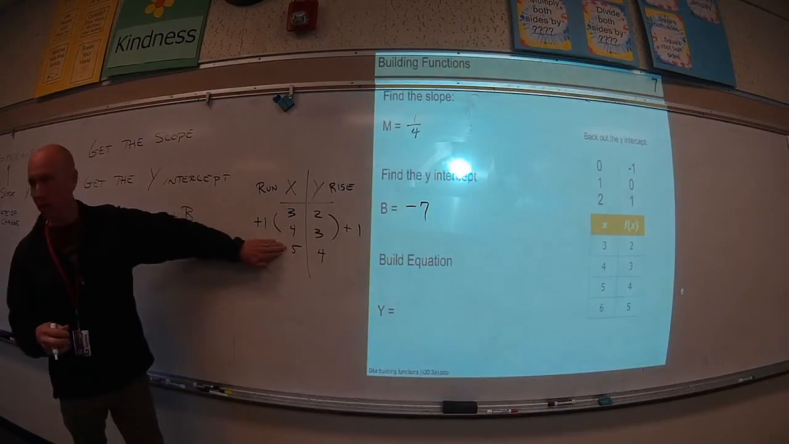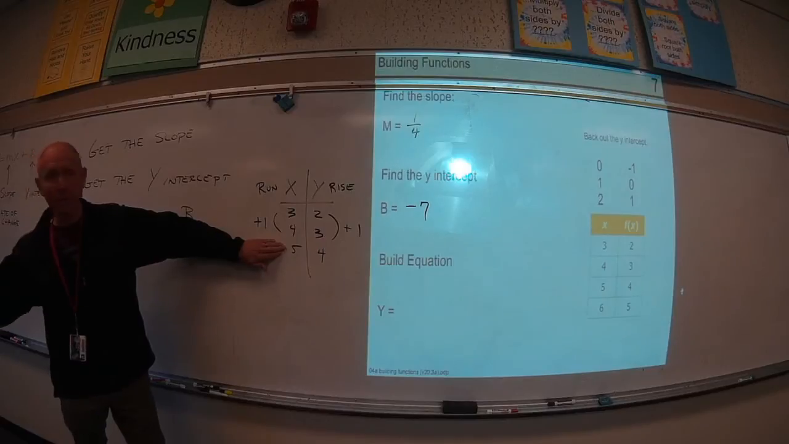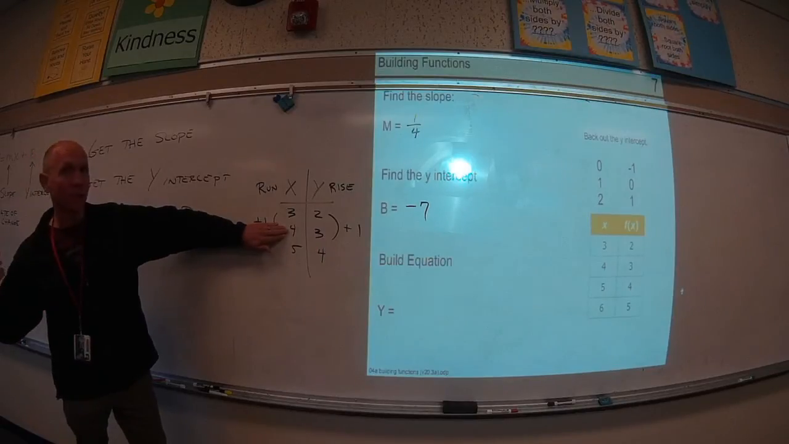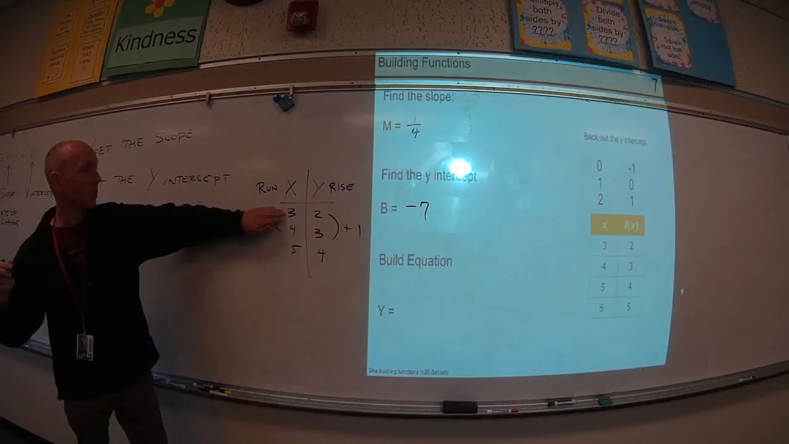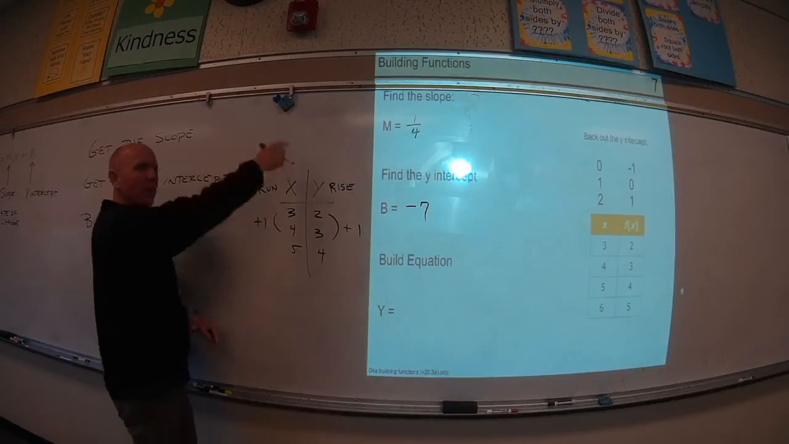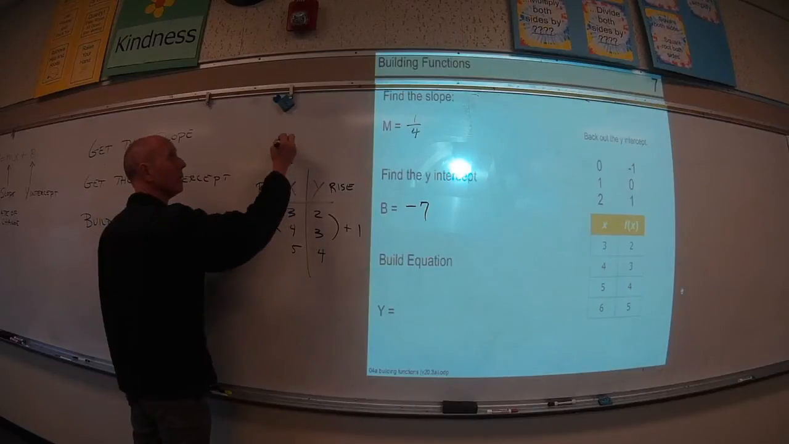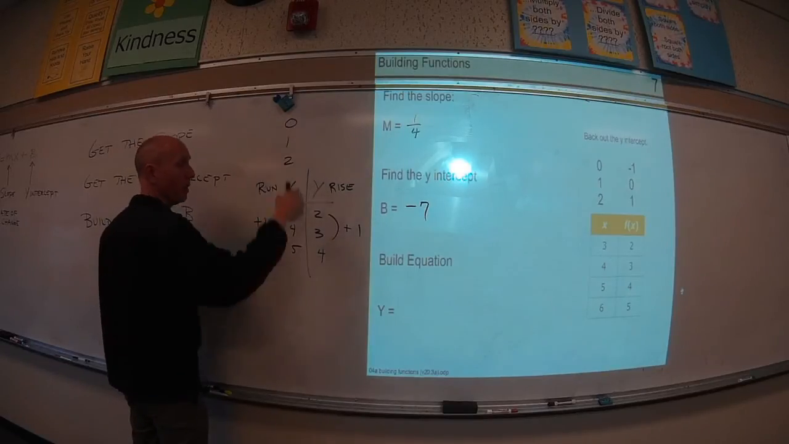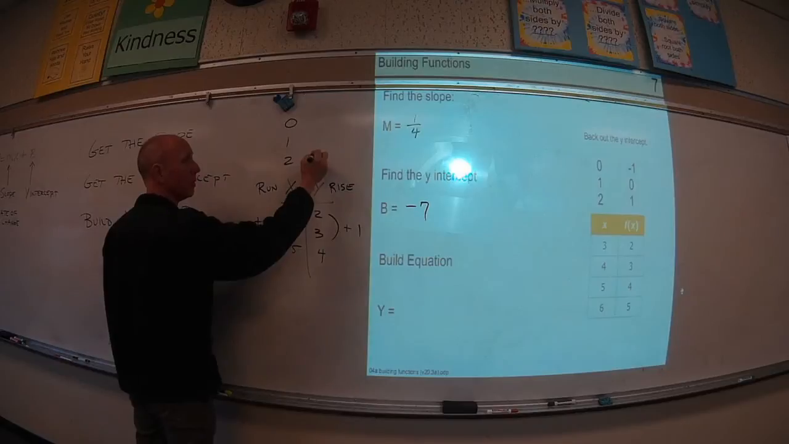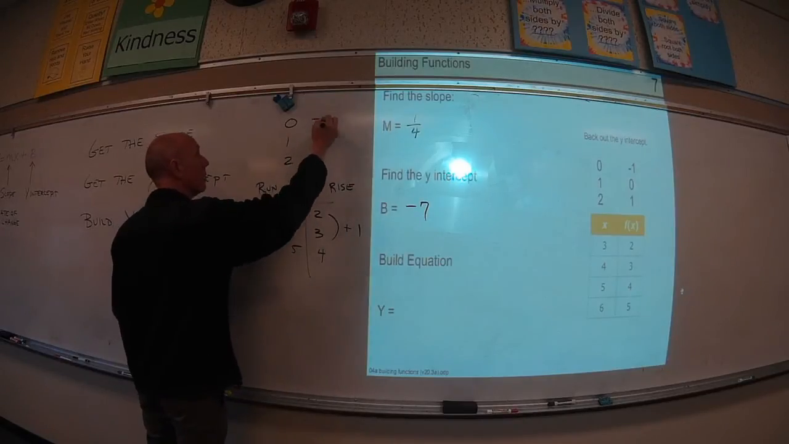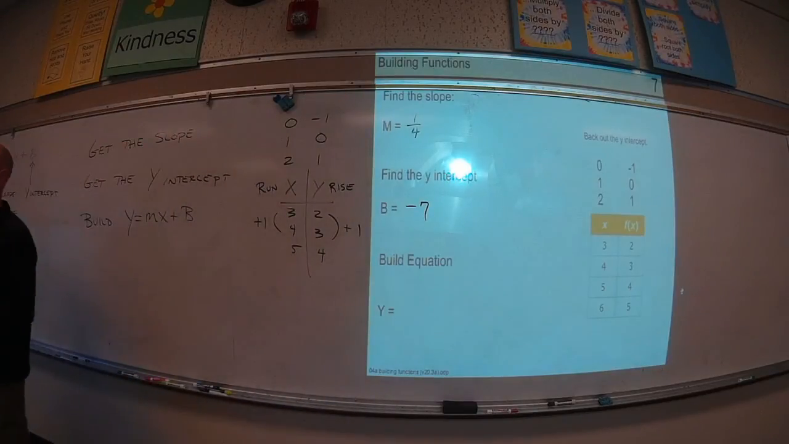Now, is this the y-intercept? No. How do you know? Because it's not 0. Is this the y-intercept? No. How do you know? It's not 0. Is this the y-intercept? No. So the y-intercept's up here somewhere, isn't it? 5, 4, 3, 2, 1, 0, -1.